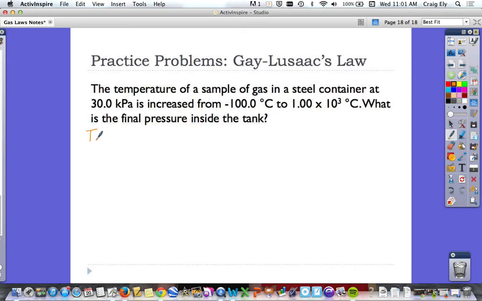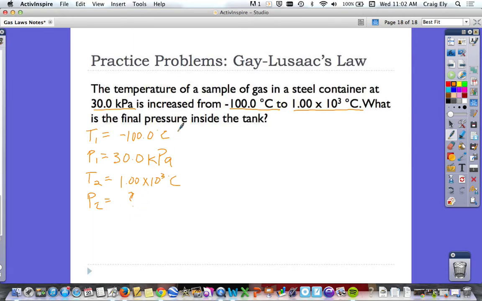So let's set it up. Identify T1, P1, T2, P2. So here we go. My first temperature is negative 100.0 degrees Celsius, let's be precise. My first pressure is 30.0 kPa. All right, my second temperature is 1.00 times 10 to the third degrees Celsius. And my second pressure is undefined, so we know that's what we are going to solve for.